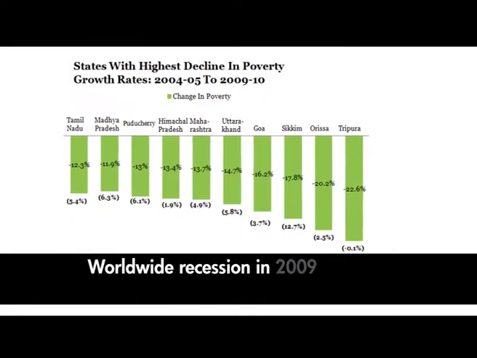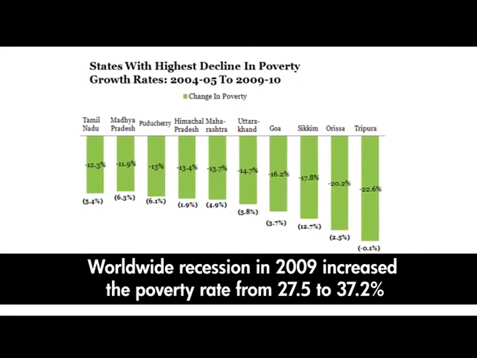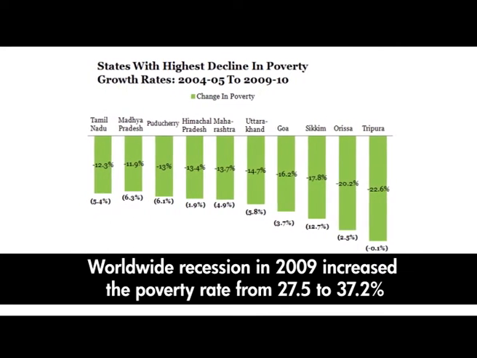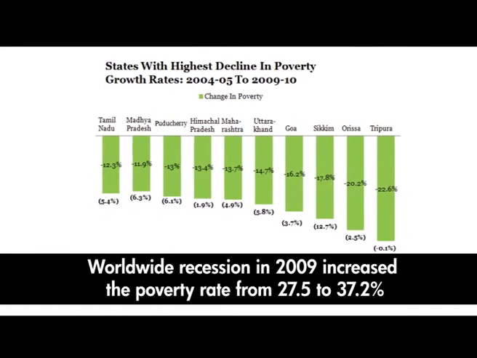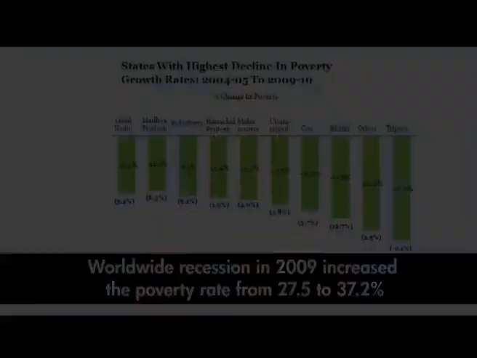The effects of the worldwide recession in 2009 have put 200 million more Indians into poverty than there were in 2004, increasing the effective poverty rate from 27.5 to 37.2. With the rapid economic growth that India is having, it is likely that a major portion of the rural population will continue to shift their living place to cities, making the issue of urban poverty more significant.